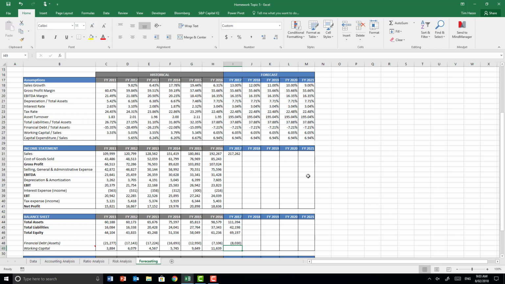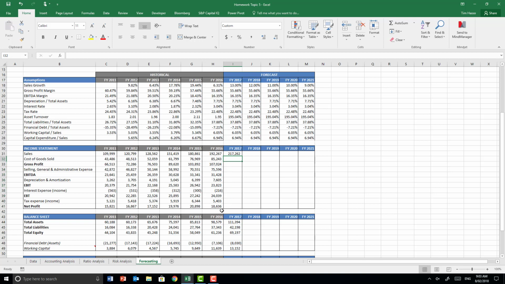We then have our working capital, and our working capital is going to be equal to a proportion of sales. So we can take our sales figure and multiply it by the working capital to sales assumption that we have for 2017. And that gives us 13,152. So what we can do now is continue on with the income statement because we have some pieces of information that we'll need later on here.